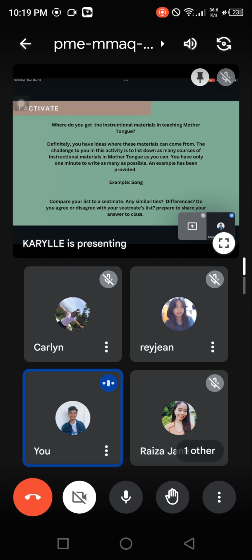Compare your list to a seatmate. Any similarities? Differences? Do you agree or disagree with your seatmate's list? Prepare to share your answer to class. So dito po, pwede natin sabihin sa mga students natin na pwede silang mag-compare or mag-list ng mga pwedeng gawin para mapag-compare yung mga ideas nila about mother tongues. So next po.